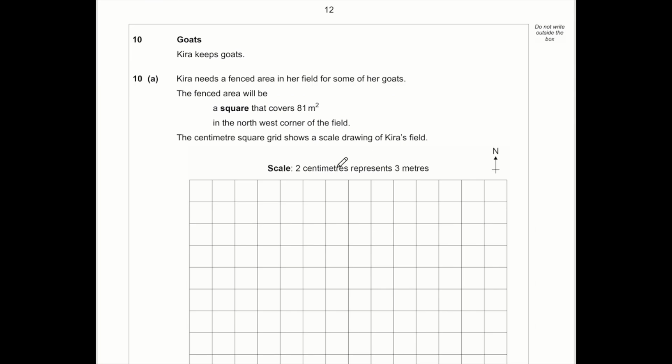Okay, for question number 10. So we're putting the fenced area in the northwest corner of the field. So north, naughty, elephants squirt water. So it's going to be top left corner. 81 a square that covers 81 meters squared. So that's going to be 9 meters by 9 meters. And we know that 2 centimeters represents 3 meters. So that is 3, 6, 9 meters.